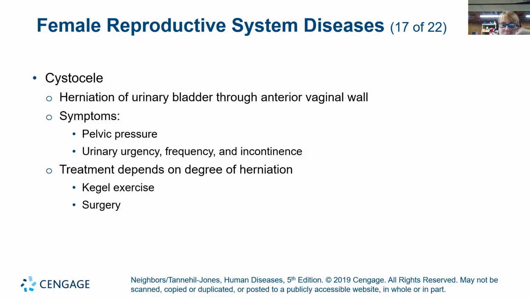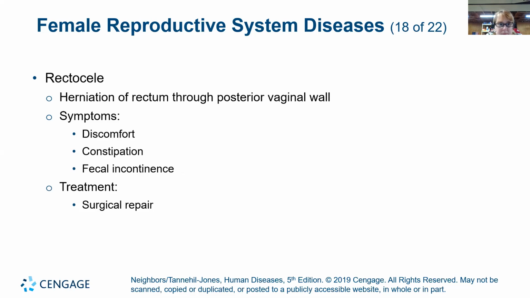So what will happen is you'll get an incredible amount of pelvic pressure. You'll get urinary urgency, frequency, incontinence, okay? Depending on the degree of herniation, you can do exercises, Kegel exercises, which strengthen the pelvic floor, or they may have to do surgery. So this is very common after pregnancy. This is very common later in life when the urinary bladder is not as muscular.